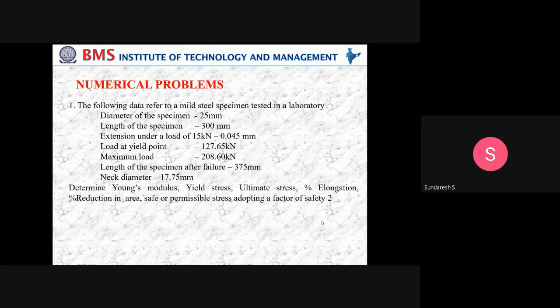So here the data is given. At a particular point they have measured the data, and they are asking us to determine modulus of elasticity, yield stress, ultimate stress, percentage elongation, reduction in area, and safe or permissible stress. This is what you will do in your material testing laboratory also, when you conduct a tensile test, you will have all these things.